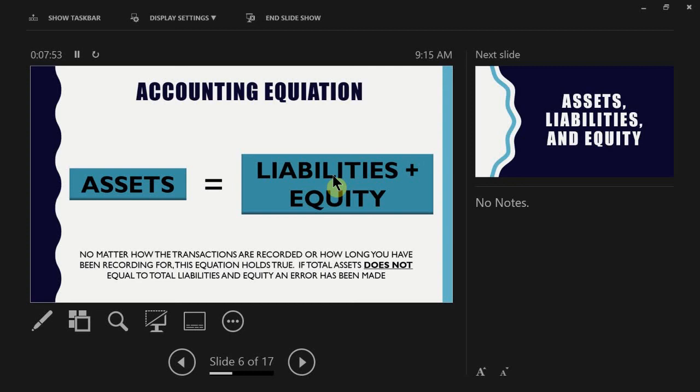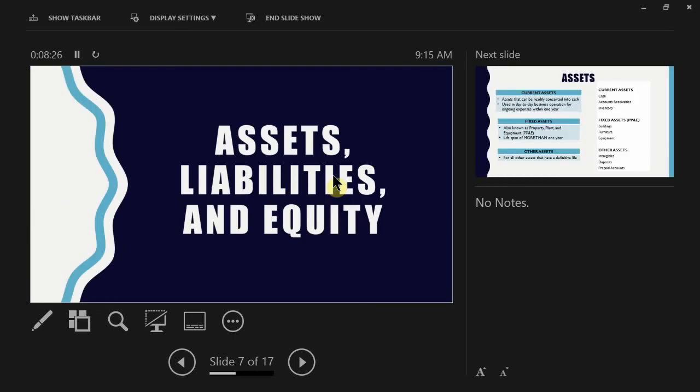So it's very important that you test this formula when you're done journalizing or recording your transactions. It is highly recommended that you test this formula every once in a while, especially when we look into doing our balance sheet, because the balance sheet is going to test that assets equal liabilities and equity, okay? So this ensures the accuracy of your accounting, all right?